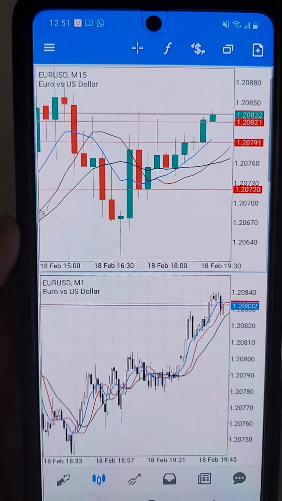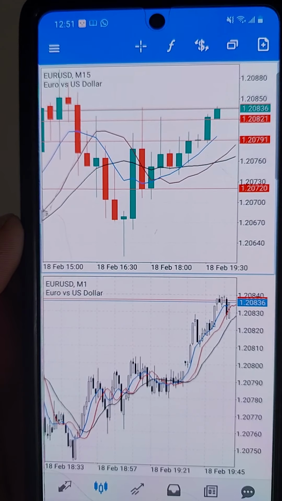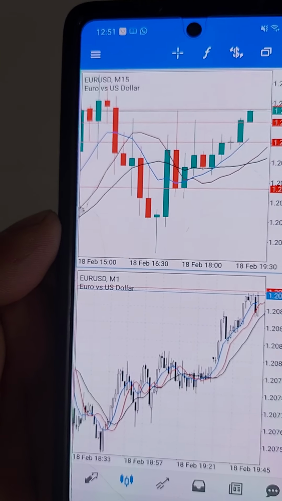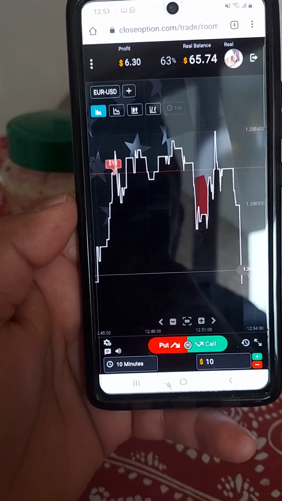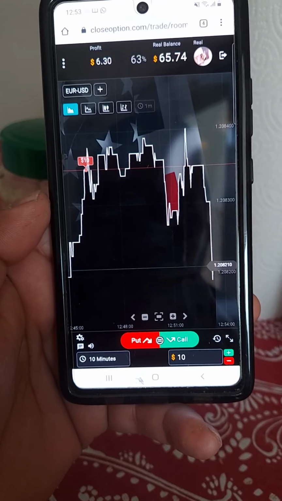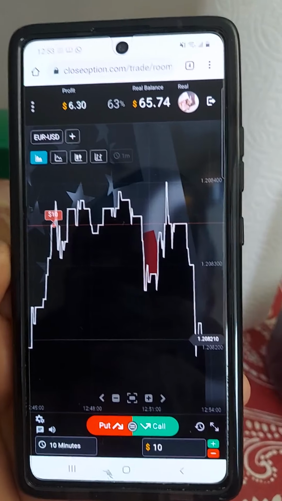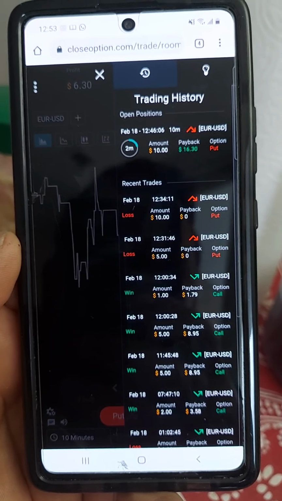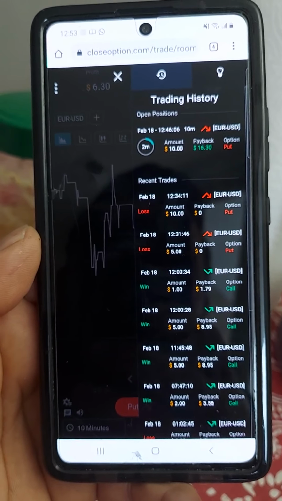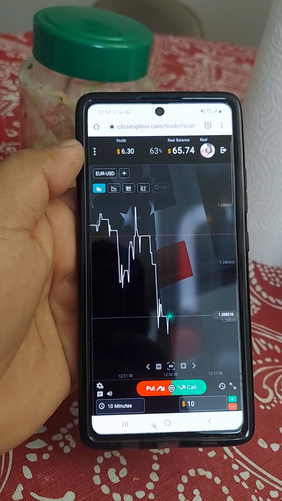The reason I go for a put is because it's just been going up, up, up, and on the 15 minutes it just hit one big resistance. So we'll see the results. The market has just dropped a lot. It's still dropping down. We'll see. So the trade has 2 more minutes, and then it will close. It has a high possibility of winning. The market is just going down.